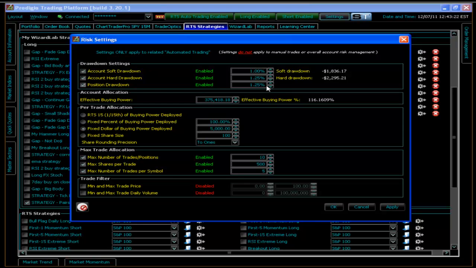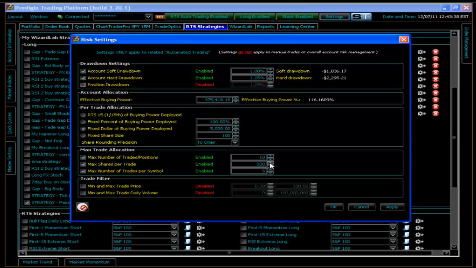All right, so we want to have our position drawdown disabled. Uncheck that, right? Leave all this other stuff the same. We want to have a fixed dollar here at the 5,000. These max number of trades positions we can leave alone. That's 10, max number of shares per trade. You can bump it up.